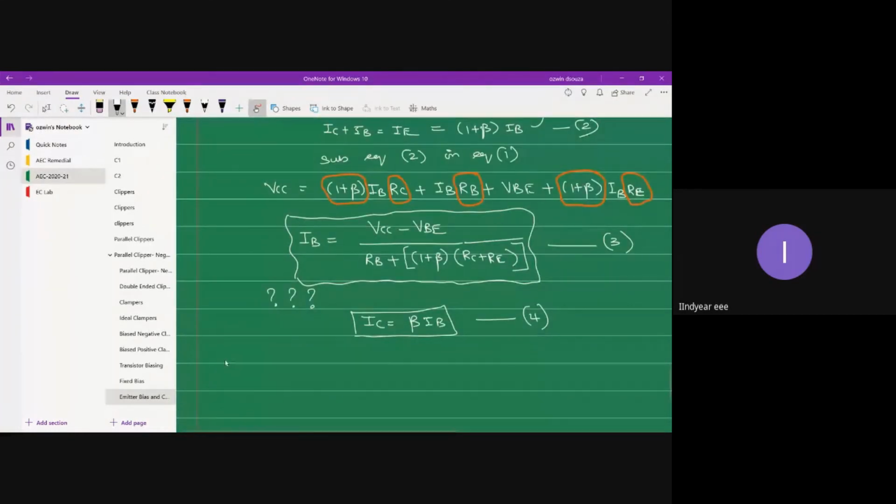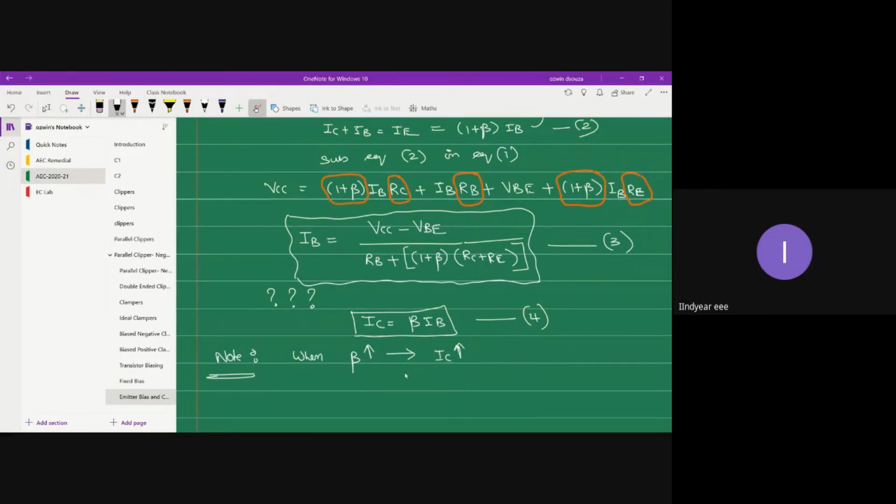So that's your IB. Having known IB will enable you to find out IC. So IC is beta times IB. Let's take this expression as 4. Once again, you can draw a quick note from equation 3: when beta gets changed due to temperature or due to incorrect transistor replacement, what happens? Collector current increases. When beta increases, collector current increases.